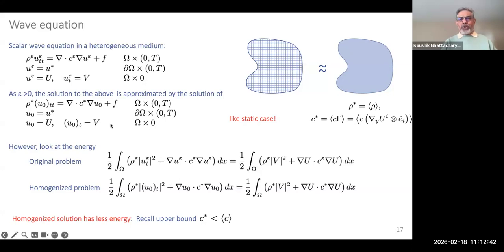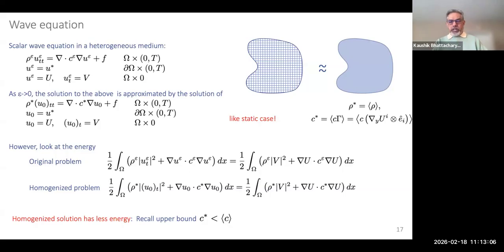So this can't be totally the right answer, since you're dealing with a wave equation where there's conservation of energy. So we basically violated conservation of energy by homogenizing. So what happened? Anybody? Why did I lose energy?